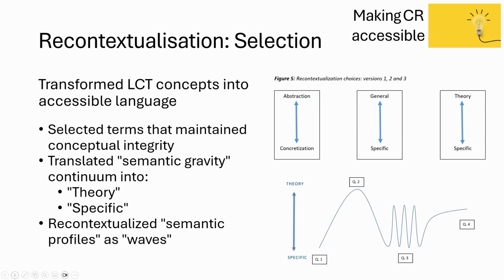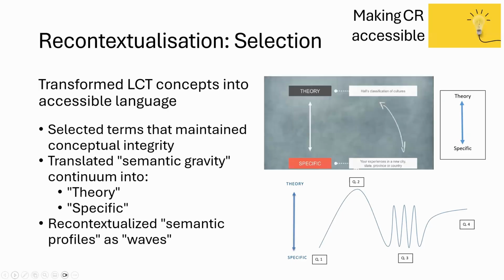A range of different choices that I had: abstraction, general theory, concretization, specific. What was I going to choose? And really what I decided was, well, I'll just go with the video that I've done. I've got to be consistent for everyone so that all the materials match. And so, yeah, theory and specific, and then waves, no real need to contextualize that. That was fairly straightforward. So that was the selection element of the terminology and how to embed it.